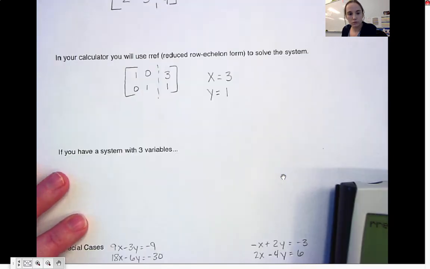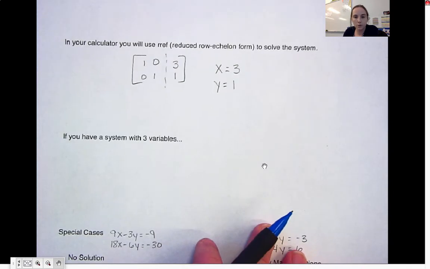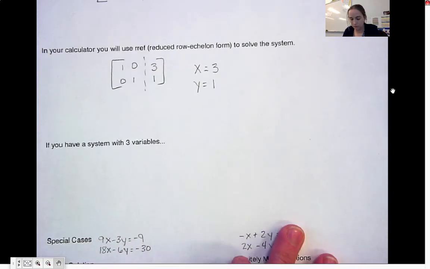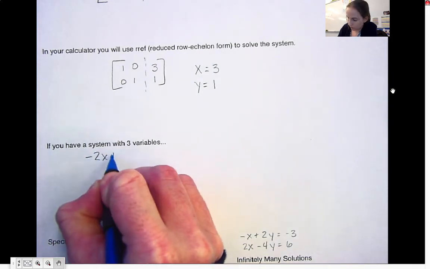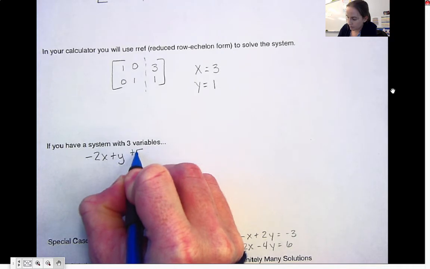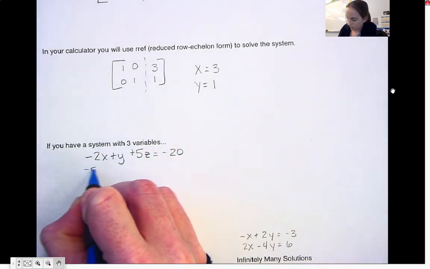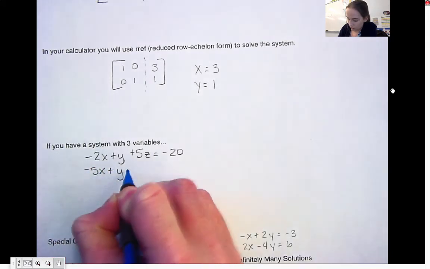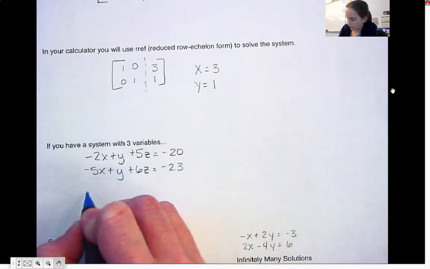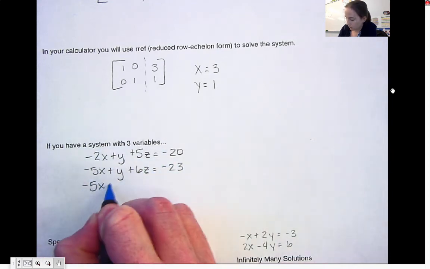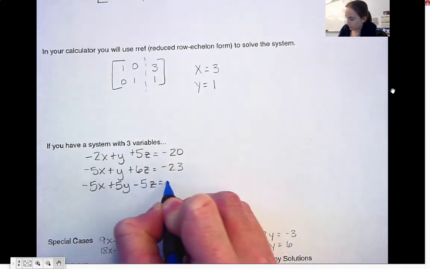Now, you can also do this with a system that has 3 variables. So for the system with 3 variables, let's say we have this system given. Negative 2x plus y plus 5z equals negative 20. Negative 5x plus y plus 6z equals negative 23. And negative 5x plus 5y minus 5z equals negative 10.